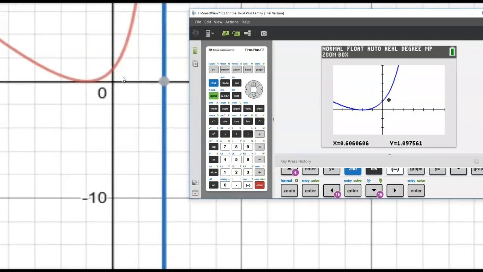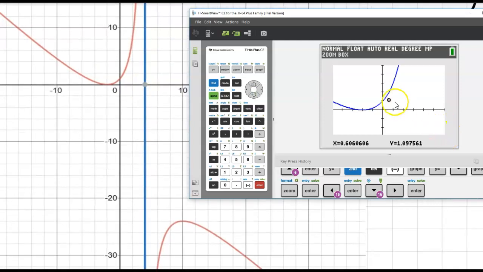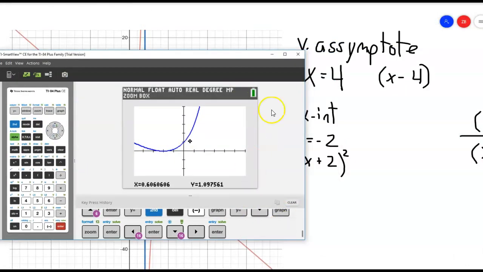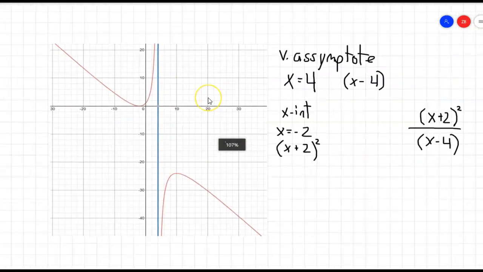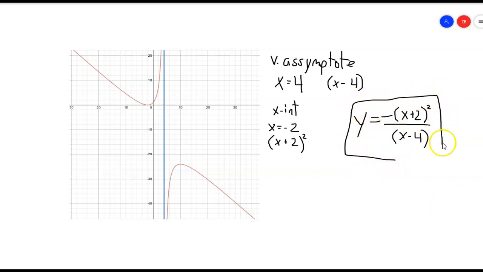Let's see if we can zoom in on this. Remember this is 2 because it counts by 2, so that looks like it's 1 as well. So I'm going to say that this function here, the one that I wrote out, fits it very well. Let me close this out. And so y equals, put a little negative out front, and here is my function of best fit.